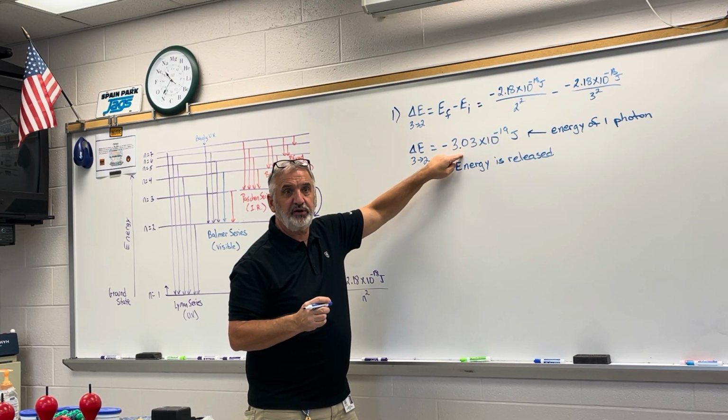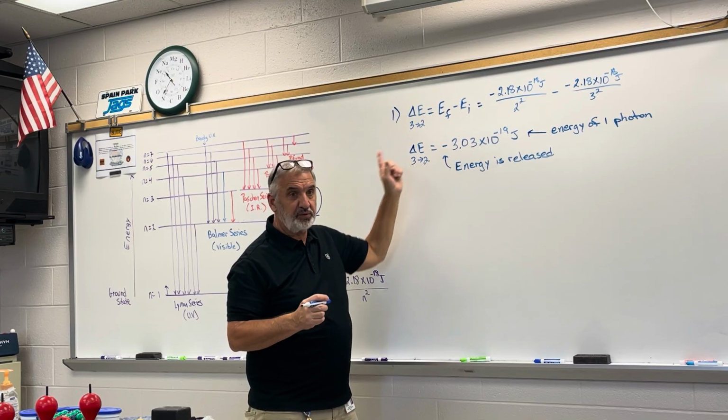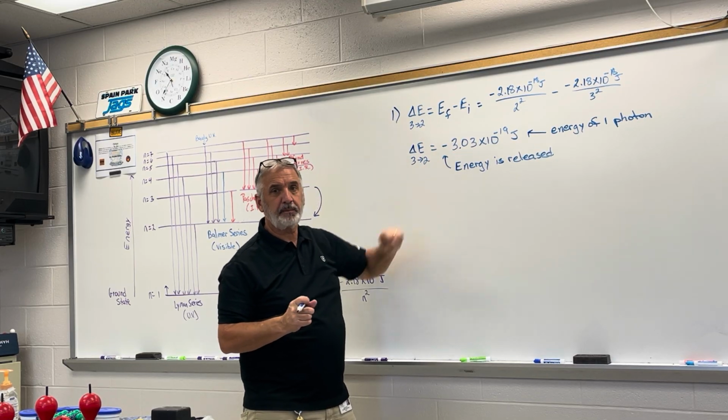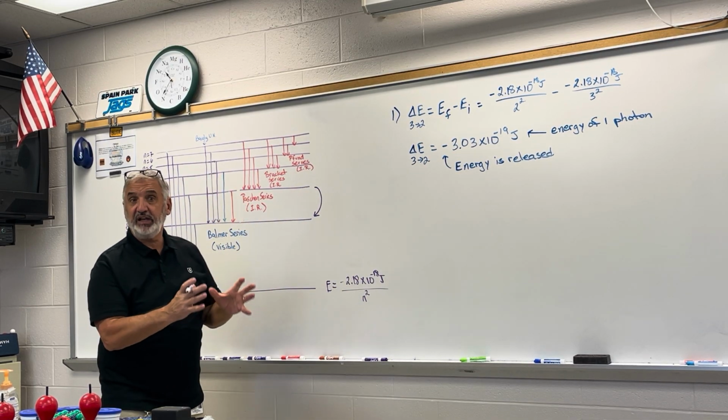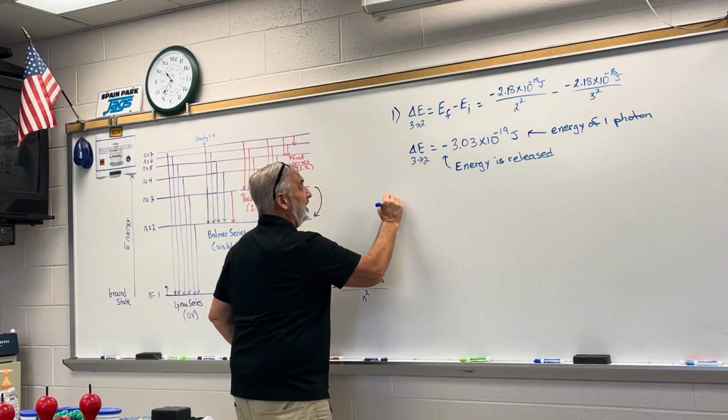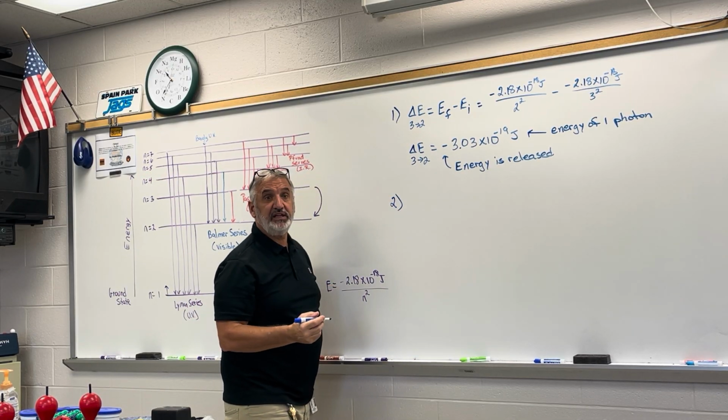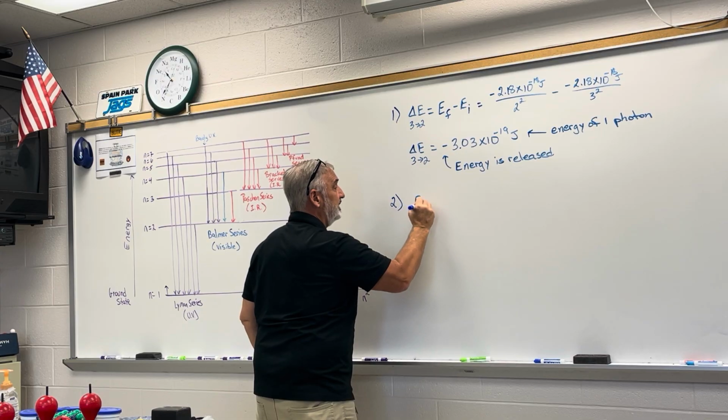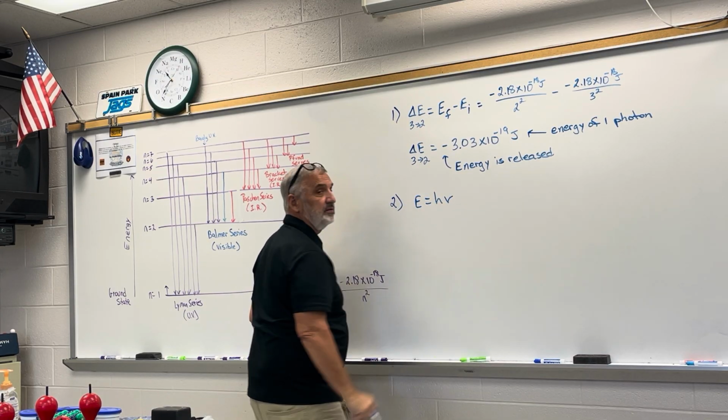The brighter the light, the more photons. But if it's red, they're all going to be this size. That's the particle nature of light. But it's going to have a certain wavelength and frequency. Well, I know that E equals h nu.